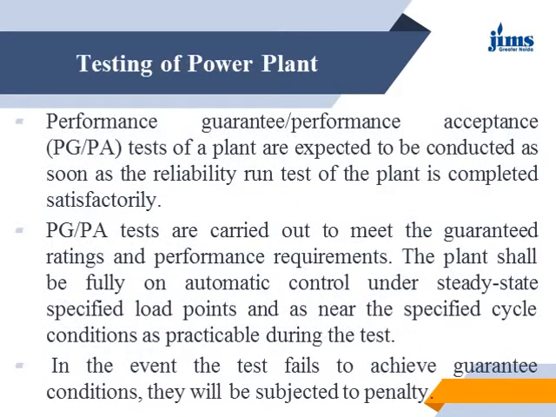Normally the testing of the power plant is of two types: one is the performance guarantee, and the other is the performance acceptance. Guarantee means that this plant will definitely give this much performance. And performance acceptance is from those who are taking the testing, that up to this level the efficiency of the plant is accepted. So there are two parameters, the performance guarantee and the performance acceptance.